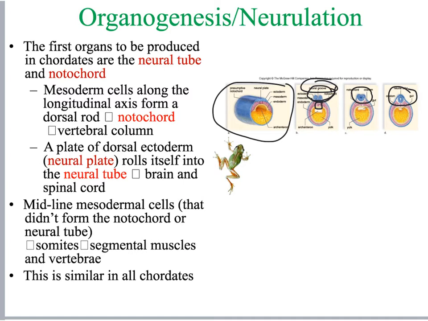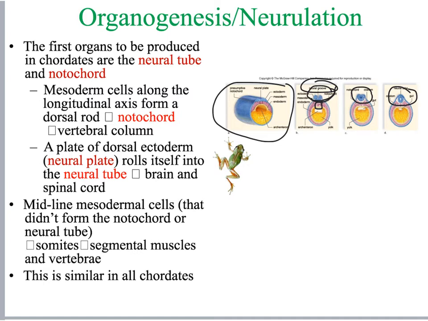The associated neural crest cells with it migrate and give rise to cranial, spinal nerves, other sympathetic ganglia, cells in the adrenal medulla, pigment cells in your skin, all sorts of things. But it really is the combination of the notochord and the plate of dorsal ectoderm rolling itself into this tube that becomes your brain and spinal cord.